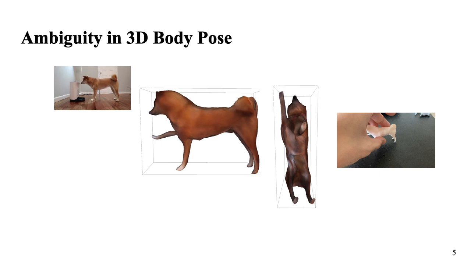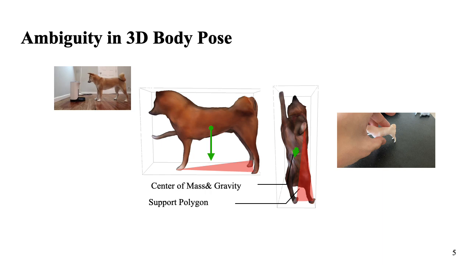Depth ambiguity also leads to ambiguities in 3D body pose. Although the reconstruction of the dog can explain the reference image fairly well, it is physically unstable because the center of mass projects outside its support polygon. In simple terms, a 3D print of this shape will fall over.